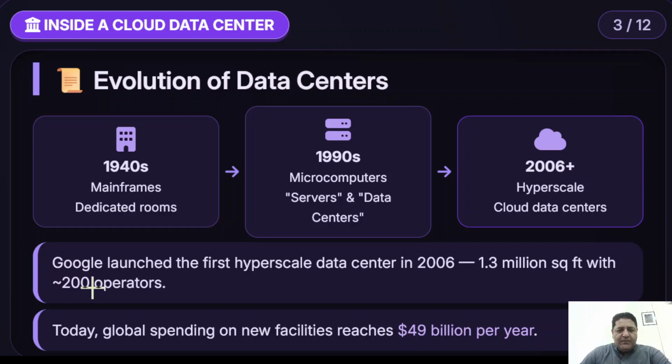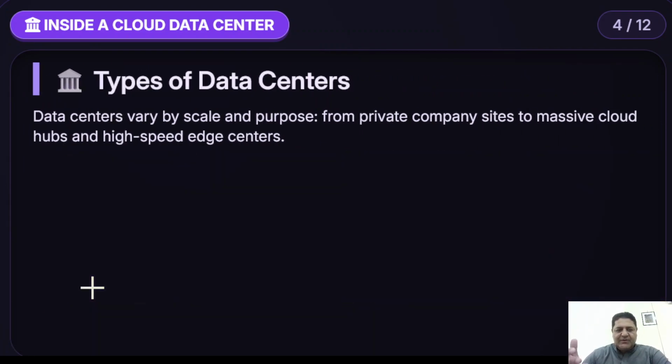So these days it's a billion-dollar industry, and to start a new data center, I mean, it's not something a small company or business can do. Only the big companies who can afford such a thing can do it.